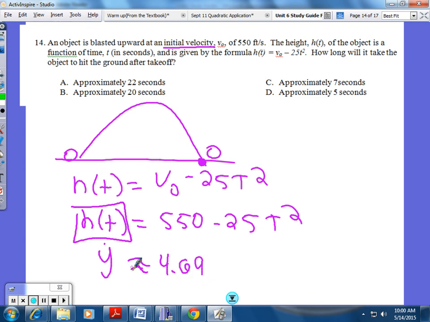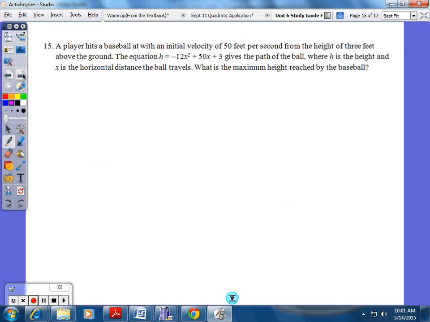Anytime you see the equal sign that looks like it's squiggly lines, that means approximately. That means it's not exactly that, but it's very, very, very close. So approximately 4.69 for number 14. Number 15, they ask us for the maximum height.